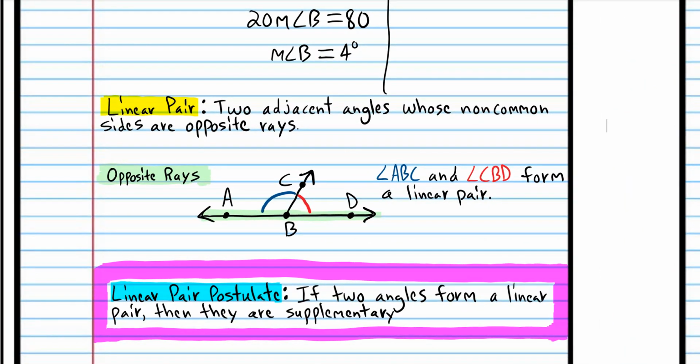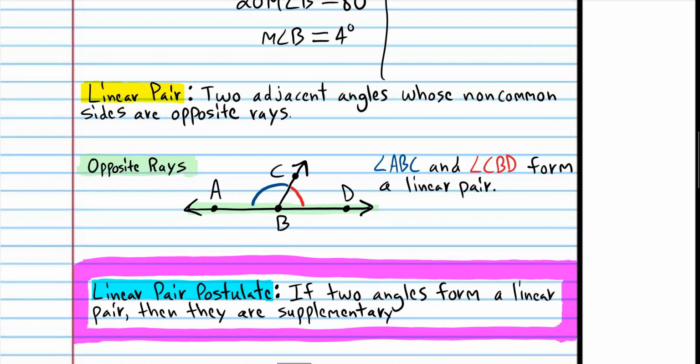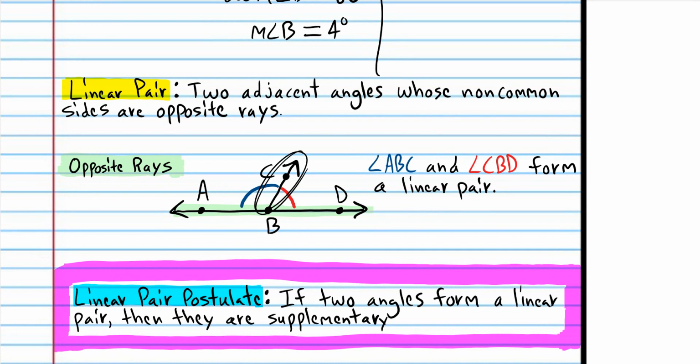Okay, now we're going to talk about angles that form a linear pair. A linear pair is two adjacent angles whose non-common sides are opposite rays. So we actually talked about this. So you have the red angle and the blue angle. They share a side and they share a vertex, which means that they are adjacent. So the blue angle and the red angle are adjacent angles, but their non-common sides are opposite rays, meaning they go in the opposite direction. So the blue angle and the red angle together form a linear pair because their non-common sides form a line.